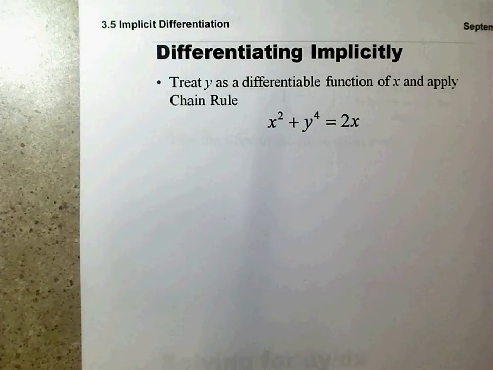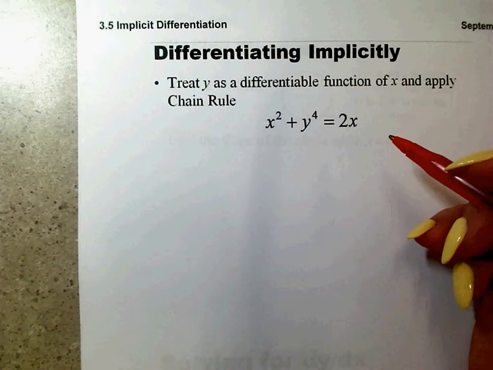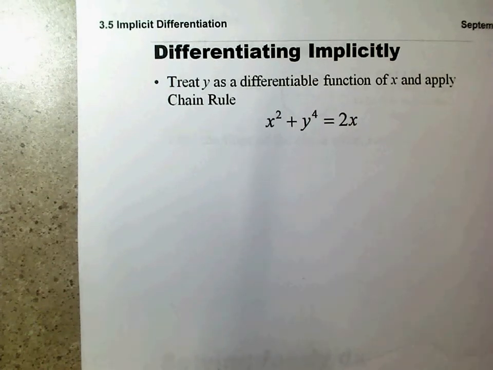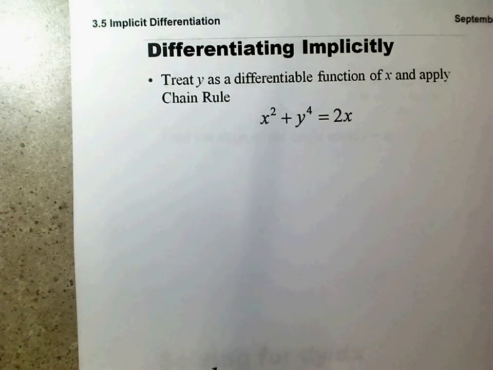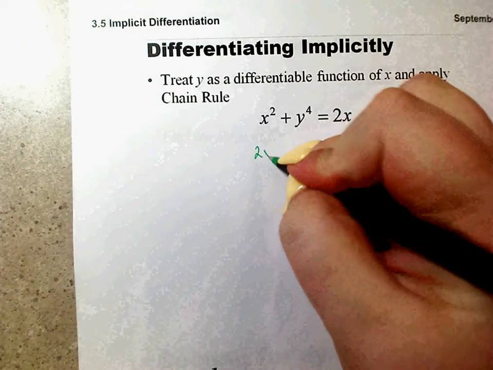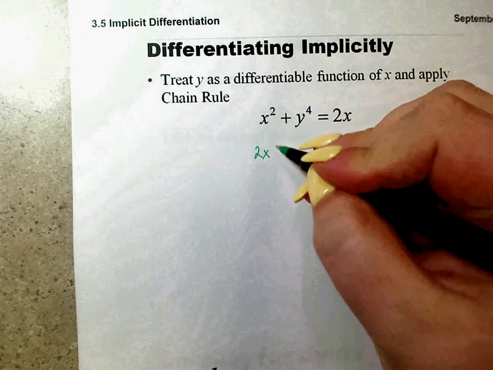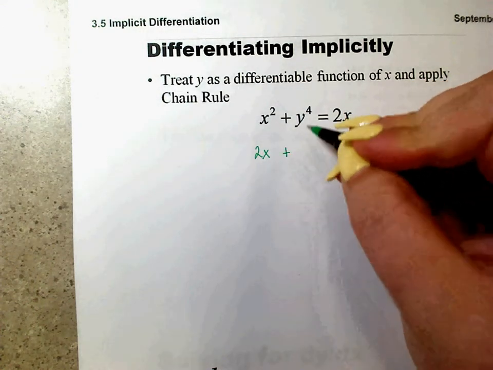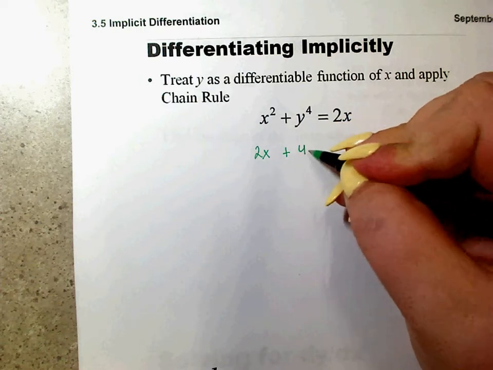So if I said find the derivative of this equation, right? So you take the derivative of each of them individually. The derivative of x squared is 2x. And if you wanted to tack on a dx, you would notice that they would simplify out, so you don't need to worry about that. Plus, the derivative of y to the fourth, we'll treat it like an x, so 4y cubed.